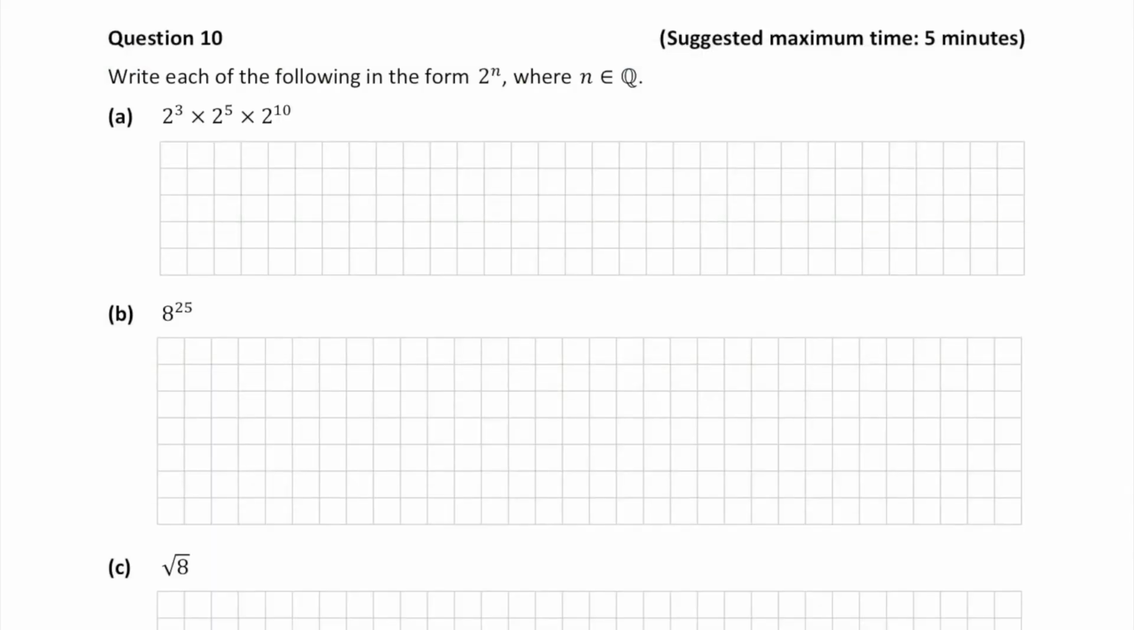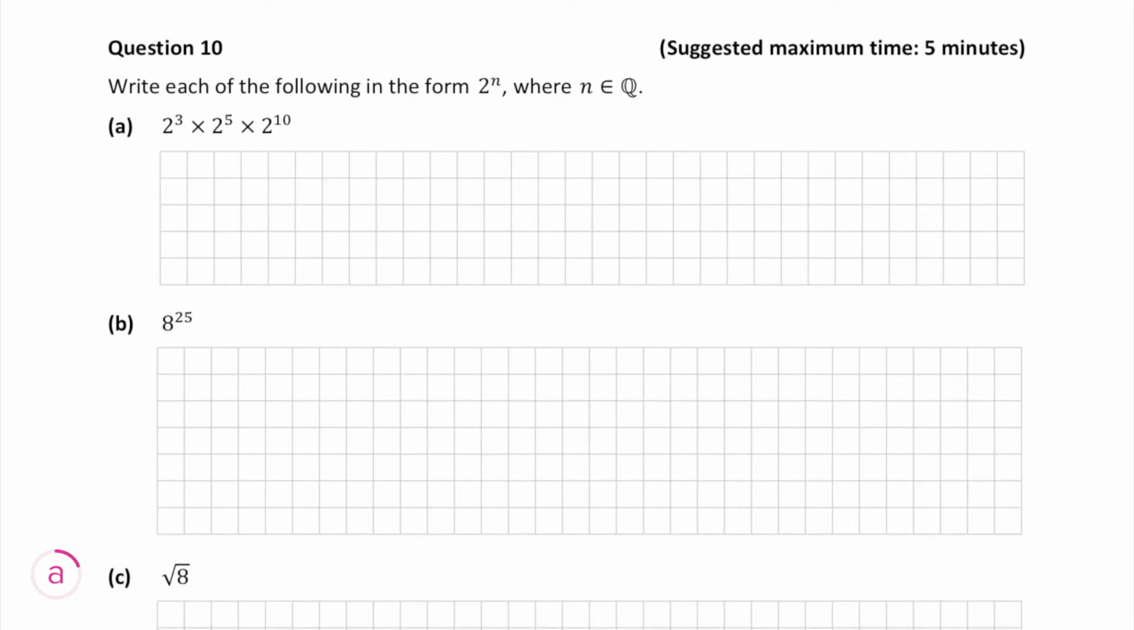is today's question, which is about indices, and it's worth 10 marks. We're asked to write each of the following expressions as 2 to the power of n, where n is some rational number. In part A, we're given the number 2 to the power of 3 times 2 to the power of 5 times 2 to the power of 10.